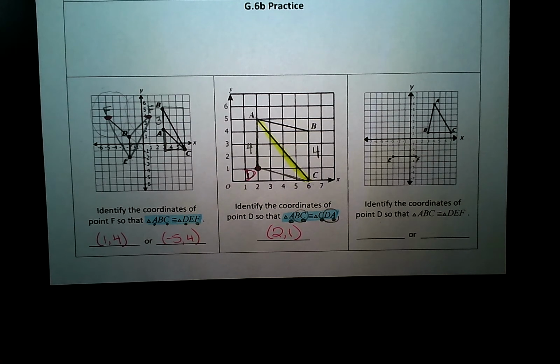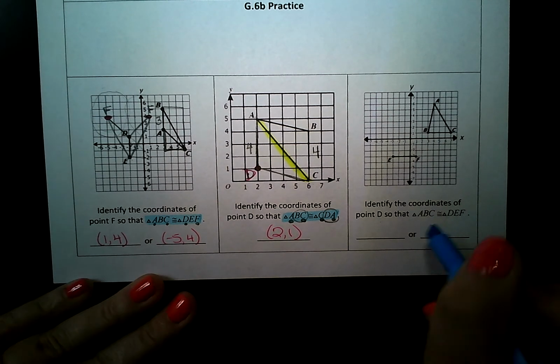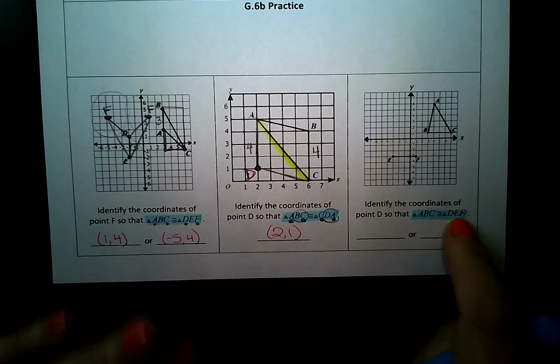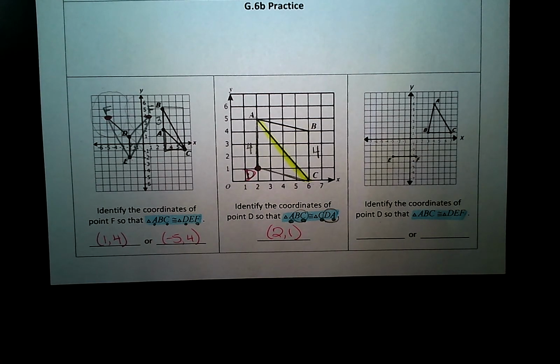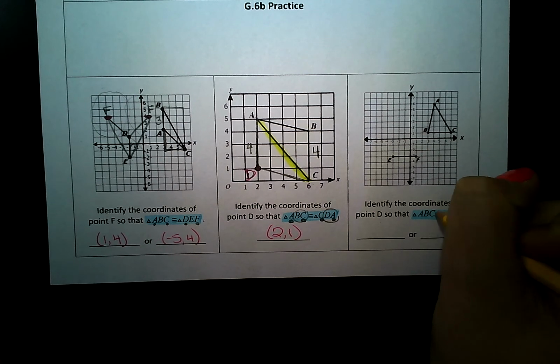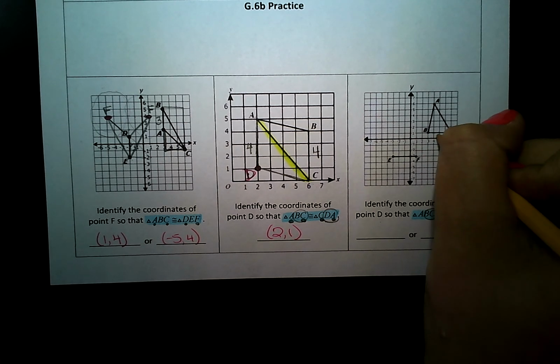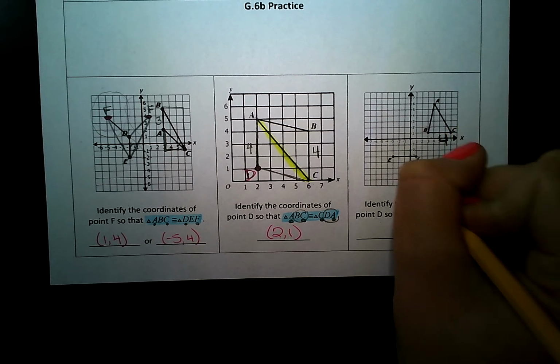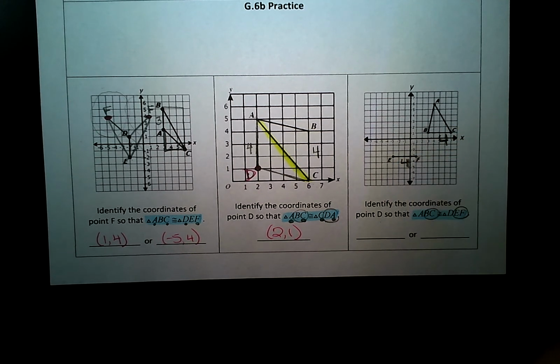Okay, one more example to walk through with you here. Identify the coordinates of point D so that ABC is congruent to DEF. It looks like we have two totally separate triangles. None of the letters have been repeated, so these two triangles are totally separate of each other. So we've got ABC congruent to DEF, and EF has already been graphed. Well, EF matches up with BC. BC is 4 units long. EF is 4 units long. So that's a match. So we have to somewhere find D to make a congruent triangle.